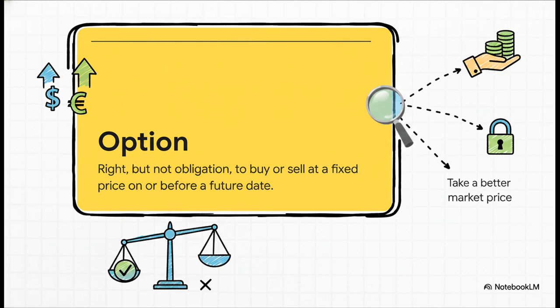An option is simply a contract giving the holder the right, but not the obligation, to take a specific action at a future date and a fixed price. Now, I really want to emphasize that phrase, the right, but not the obligation. That lack of obligation is the absolutely crucial foundational concept that separates options from other derivatives, like futures. If the market suddenly moves in your favor, you can literally just walk away from the option and take the better market price. No strings attached.